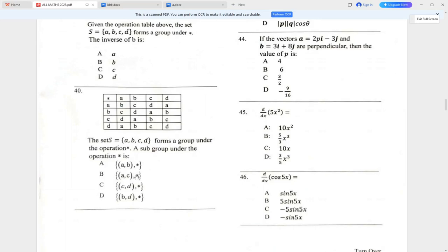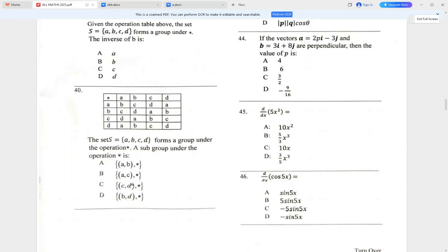Going with the next expression, we have A and C. A star A is B, which is no longer in the set, so this cannot form a subgroup. Now going with C, C star C gives us B, which is no longer in the set, so this cannot form a subgroup.